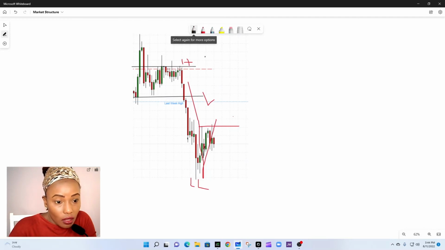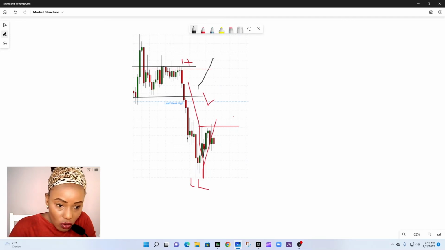Same with the other side of the story, where the market decided to break out to the high. Instead of breaking out to the low, the market decides to break out to the high. So when the market breaks out to the high, what do you do? You wait for a retest, because this market will break out and form a higher high.